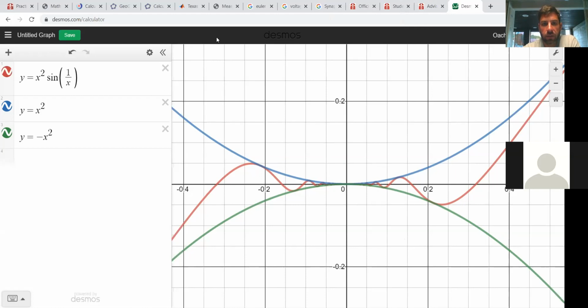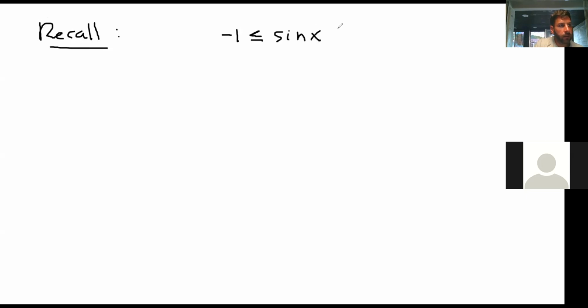And it's actually not too difficult to do that, provided we remember a basic fact about the trig functions. So let's recall the following. -1 is always less than or equal to the sine of x, and that's always less than or equal to 1. That is one of the basic facts of the trig functions. And this is true for any x.